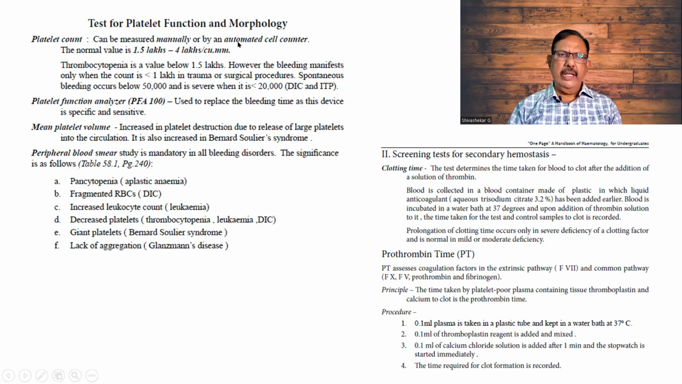Platelet count is obviously important, the normal count is given, and where it is reduced. Sometimes we will be having abnormal platelets also. So there can be other conditions. For example, in M3, there can be a thrombocytopenia, and then there can be an increase in the leukocyte count. The other features I have already mentioned.